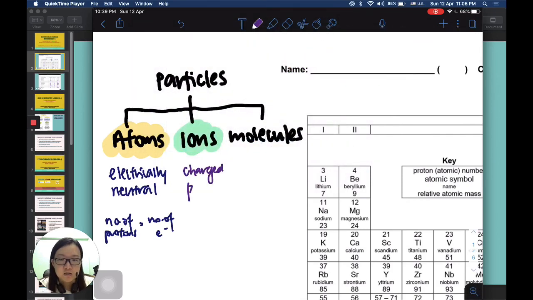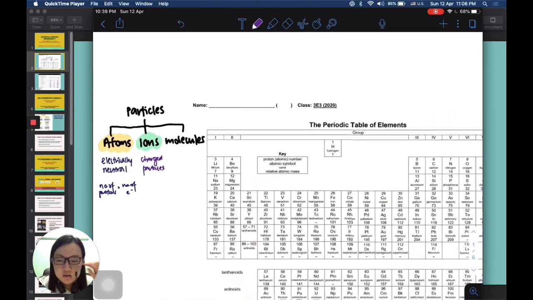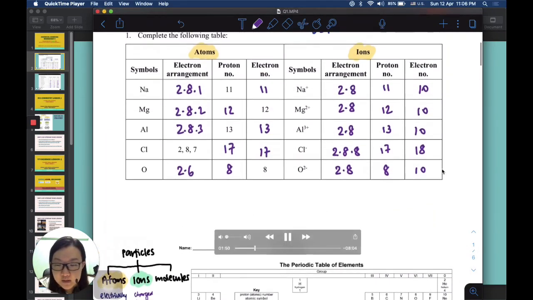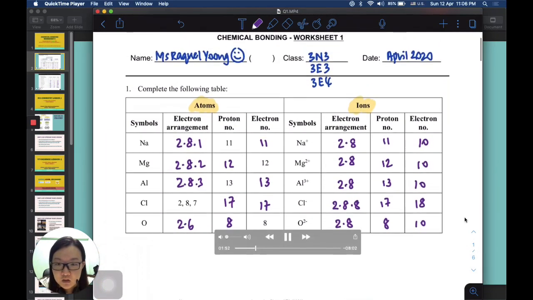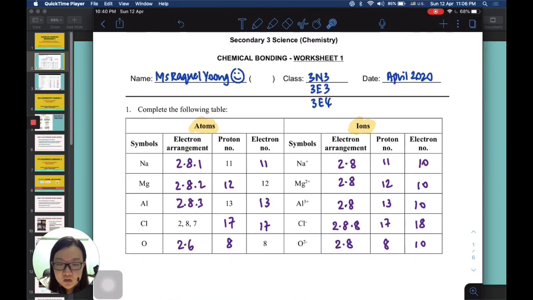Ions, on the other hand, are charged particles, because when you form ions from atoms, you are losing or gaining electrons. So ions definitely have to be charged. Okay, so let's go back to question 1. You can do your marking on your own, do your corrections. Over here, we need to look at symbols, electronic arrangement, proton and electron numbers for the various elements, as I have pointed out.